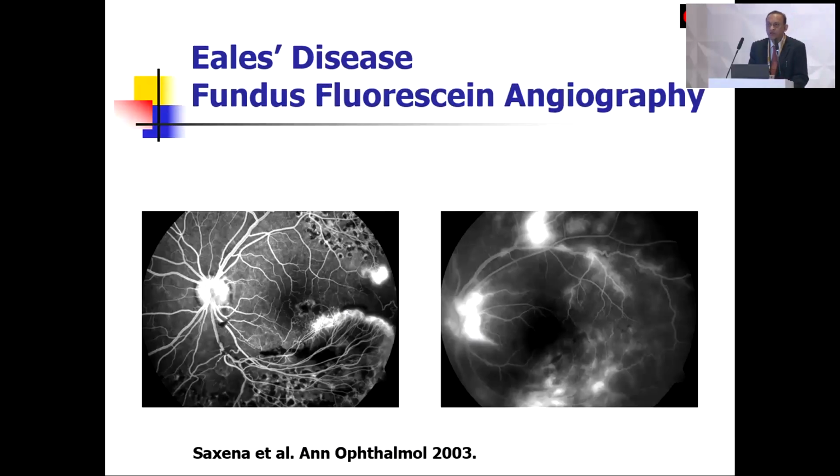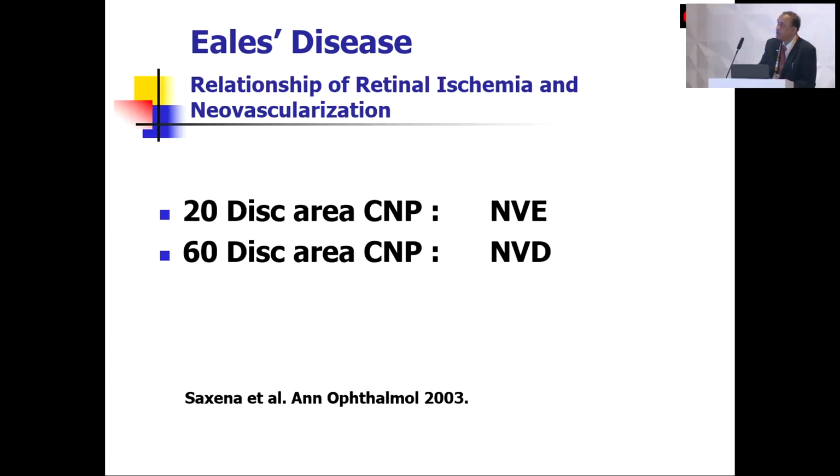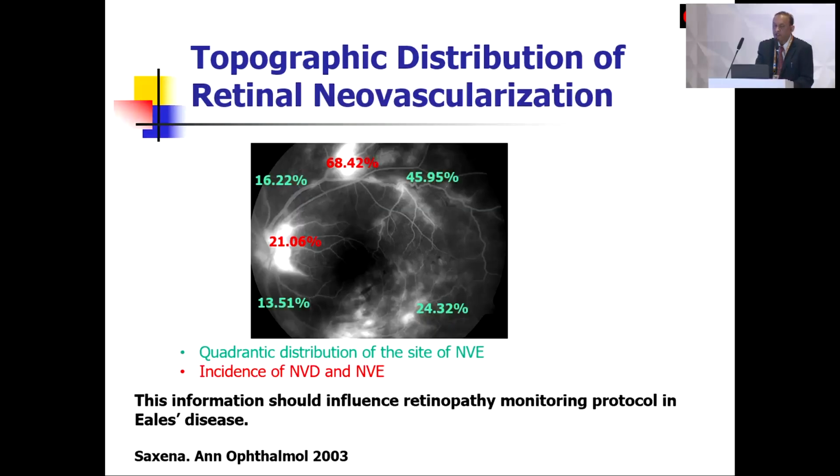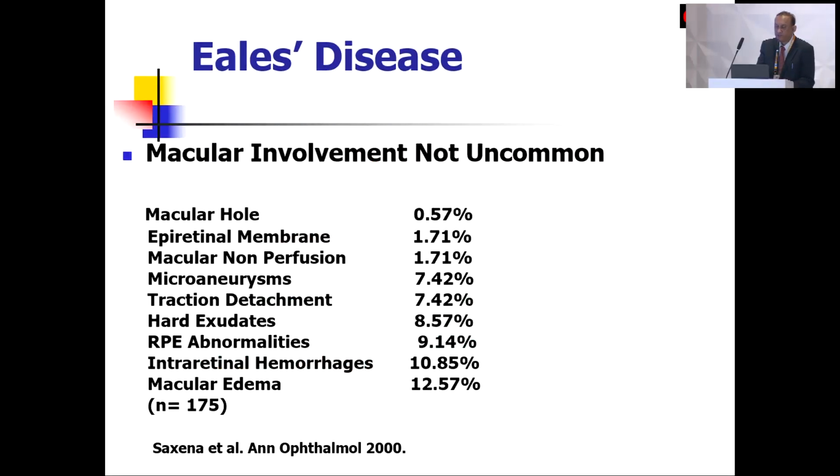Now, fluorescein angiography plays a very important role and highlights the things which somehow we are not seeing. And as you can see, the things are very clearly visible. And we also try to see the relationship between the retinal ischemia and neovascularization. So 20 disc areas will lead to an NVE, and 60 disc areas of CNP will lead to NVD. We also focused on the topographic distribution of retinal neovascularization and found that the superior temporal quadrant was found to have the maximum number of NVEs.